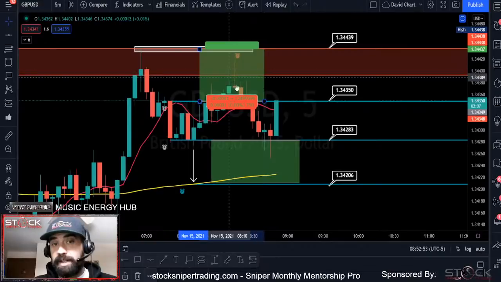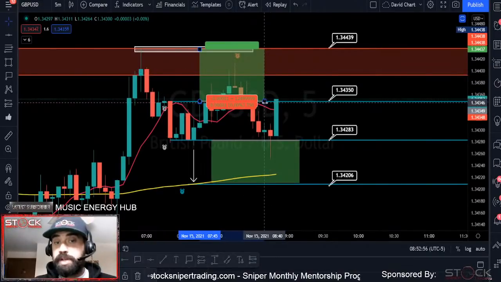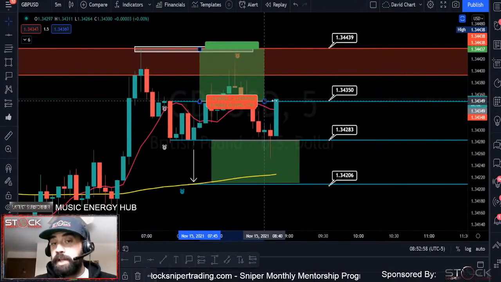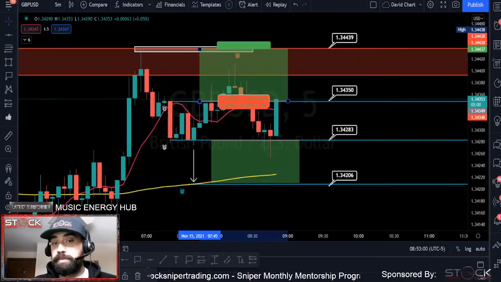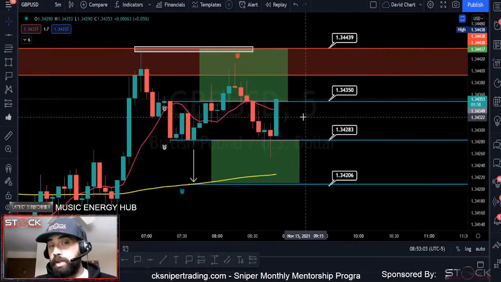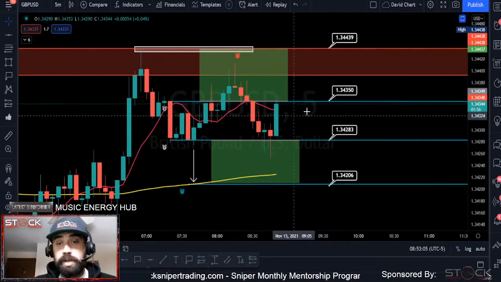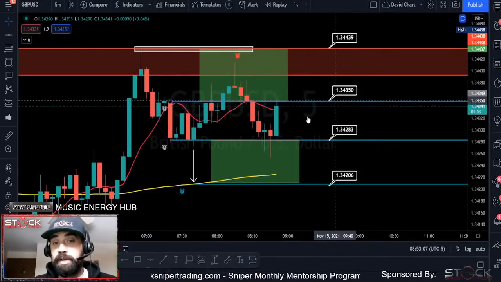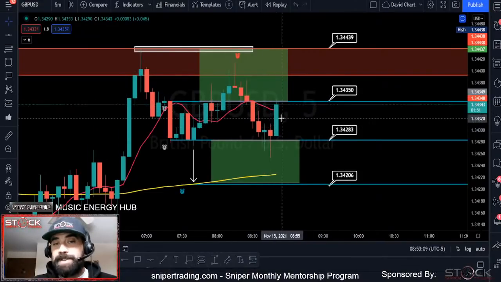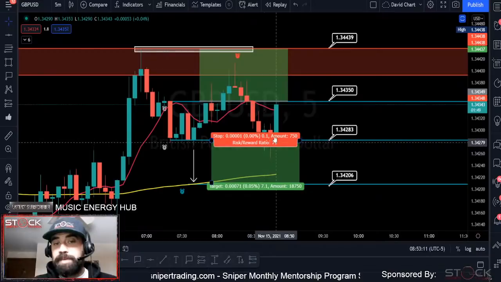But looking at the neckline right here, if you want to stay away from GU because it's ranging, go ahead, okay? It's totally up to you, but if you want to look at maybe making a neckline break, you can watch it at 34350, okay? So there's not much happening on GU. Every time we're dipping out of here, we're not getting the break.